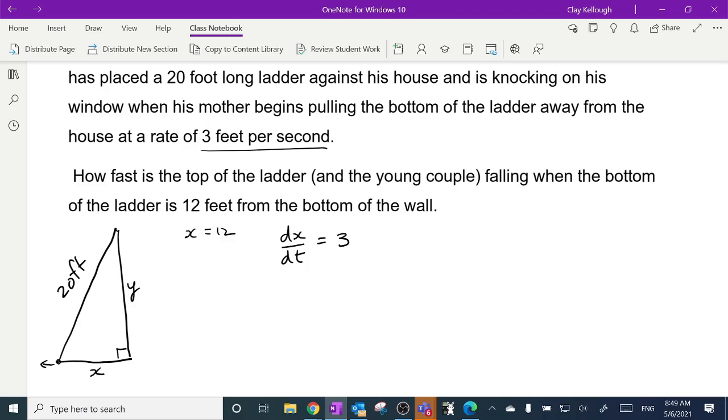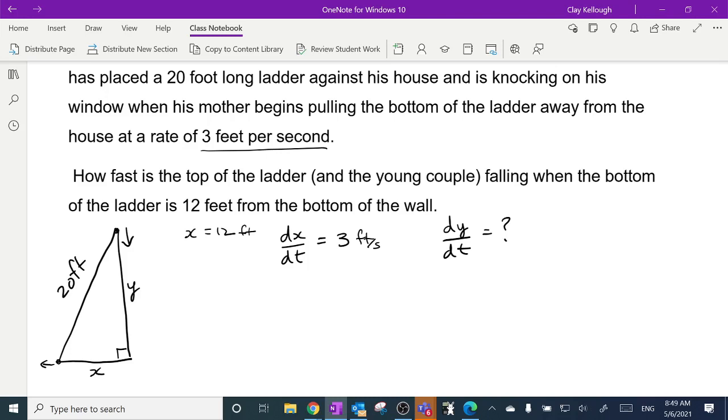So this is 12 feet. This is 3 feet per second. And again, I'll call it positive. My ladder, however, is, if this point's going that way, then this point's going this way. And that's actually what I'm looking for. I want to know how much y is changing, right? How fast is the top of the ladder falling when x is 12 feet?